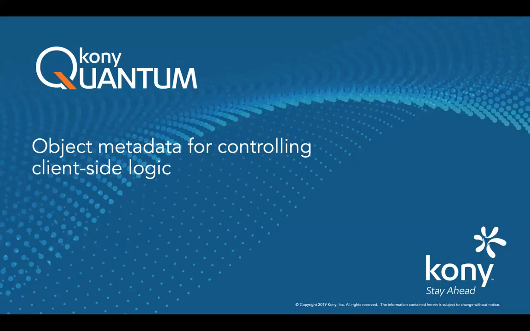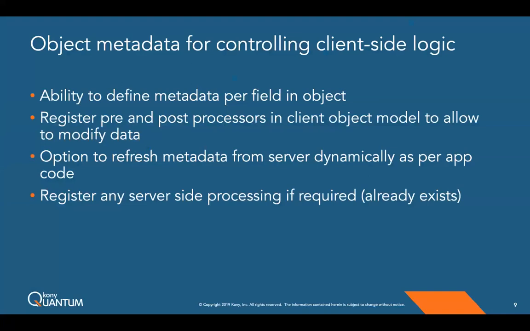Now let's look at the next feature, which is to see how you can set metadata for an object service and use that to control client-side logic. So let me explain what we mean by that. We have object services which you use to map backend data to the client data model, and you have had the ability to call them and keep the data model of the client separate from the backend, which is the basic object service that has always been there.